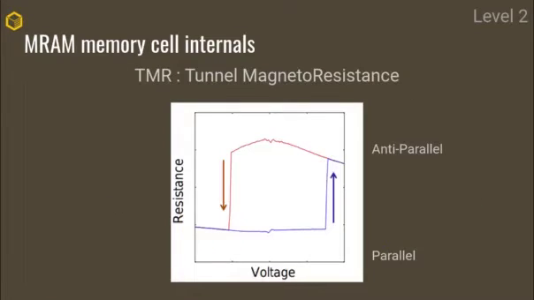And so, we use this. We'll say that here is our parallel state and here is our anti-parallel state. So in this case, we have our free layer that is configured anti-parallel to our fixed layer, and here we'll have them both with the same polarization. We'll take a sampling voltage, put it through this one.